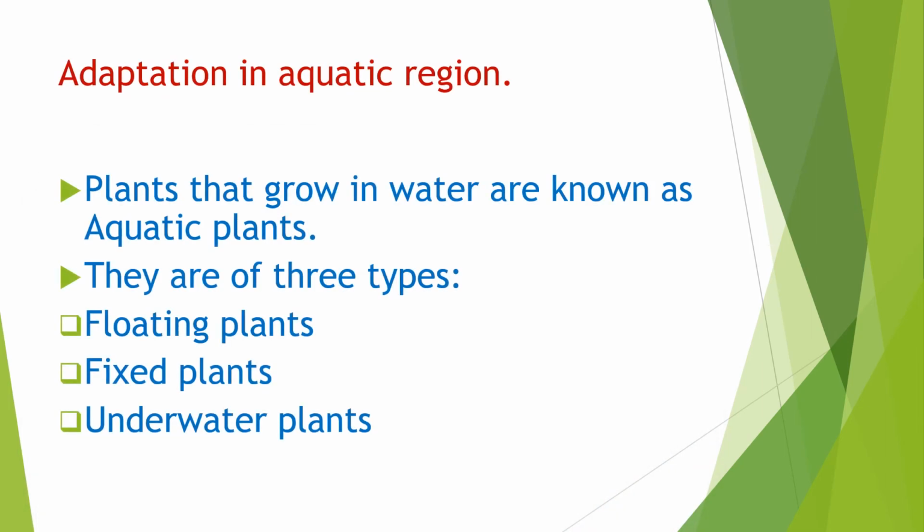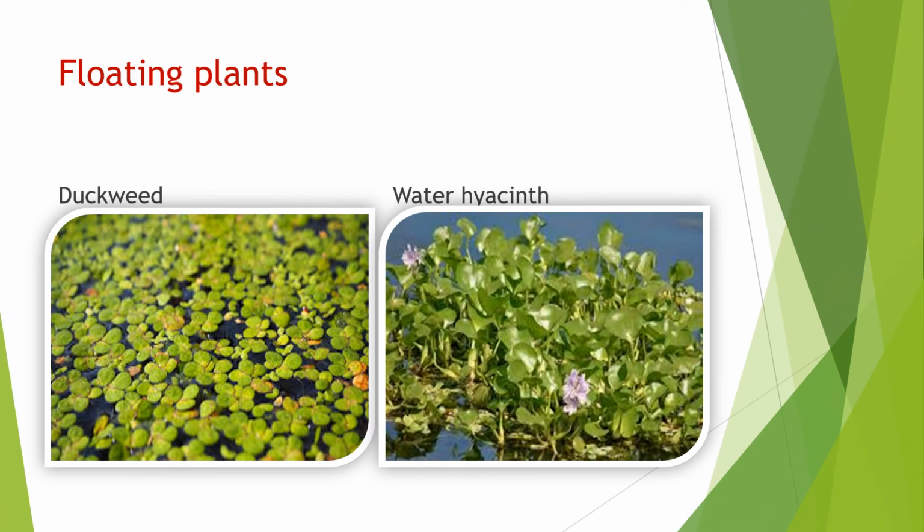Plants that grow in water are known as aquatic plants. They are of three kinds: floating plants, fixed plants and underwater plants. Floating plants are light and spongy, with air spaces in their leaves, which help them float in water. The roots are not fixed but hang in water. Examples of floating plants are duckweed and water hyacinth.